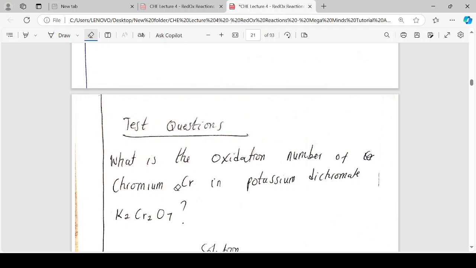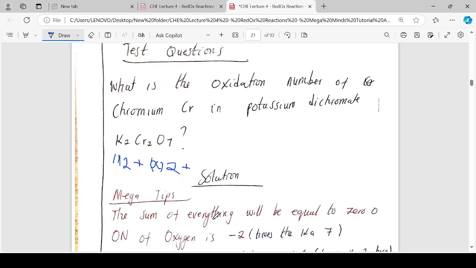So the question is, what is the oxidation number of chromium in dichromate? Here you just have to remember the oxidation number of potassium. Potassium is in group 1, so you write 1 times this 2, plus chromium, we don't know the oxidation number, we put X. X will multiply the number which is there, 2, plus the oxidation number of oxygen, -2 times 7.